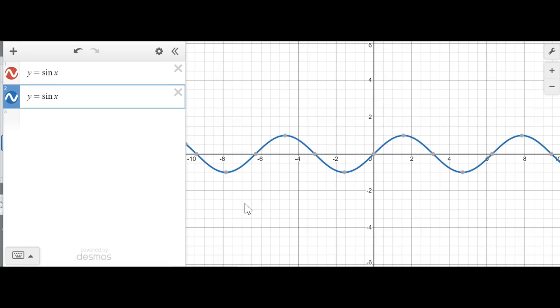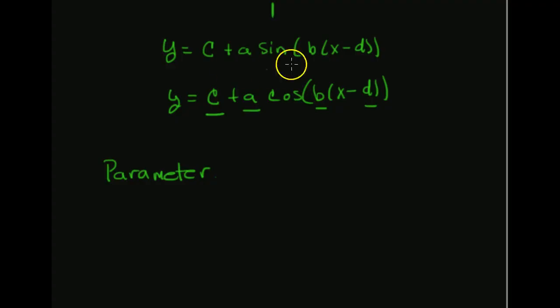The b gives me information about the period of the function. I'm going to go back to the sketchbook for a second to talk about b. This b parameter has to do with what we call the period of the function. The period is how far I have to go in the x direction before the function starts repeating itself. The basic sine function repeats itself every 2 pi units. From 0 to 2 pi it repeats, 2 pi to 4 pi it makes the curve again, 4 pi to 6 pi it makes the curve again.